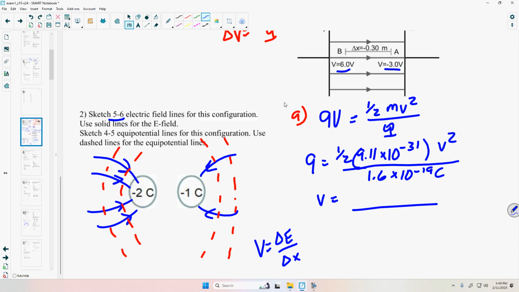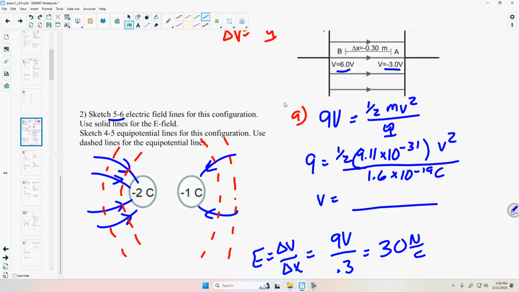Remember I said that potential can be measured in, oh, I'm sorry, I got that backwards. Never mind. The electric field is equal to delta V over delta X. Yeah, that's right. The electric field can be measured in newtons per coulomb, or it can be measured in volts per meter, right? The electric field is dependent upon the change in the electric potential. And so I had a delta V of 9 volts over a distance of 0.3, into 9, 30 newtons per coulomb, or 30 volts per meter. Isn't that right? Yeah. So that's the electric field. That's part B.